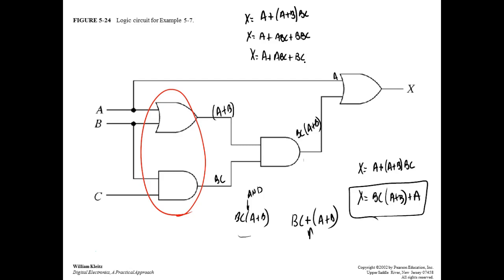Now I got two options here. I could factor out the A or I could factor out the BC. Which one y'all want to do? Well, let's factor out the A. So X is equal to A, right? This would be 1, because I pull the 1 out right there, or BC, right? So let me ask you this. So X would be equal to A.